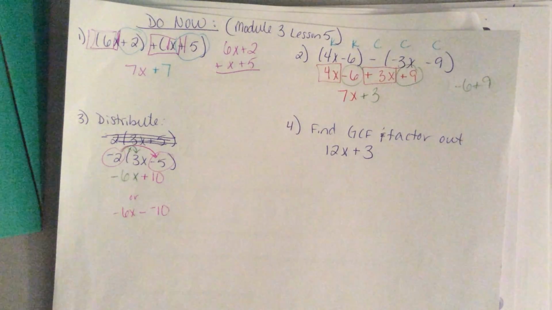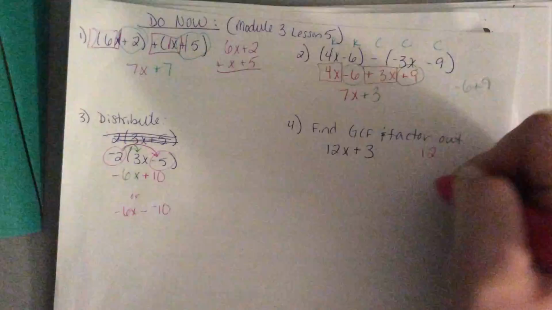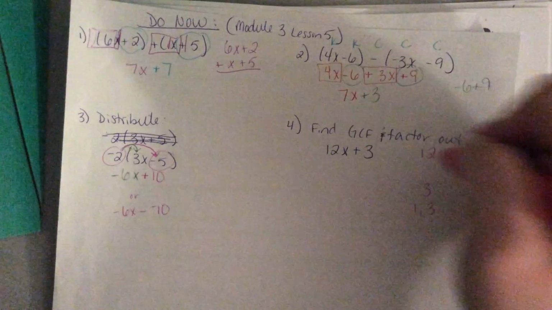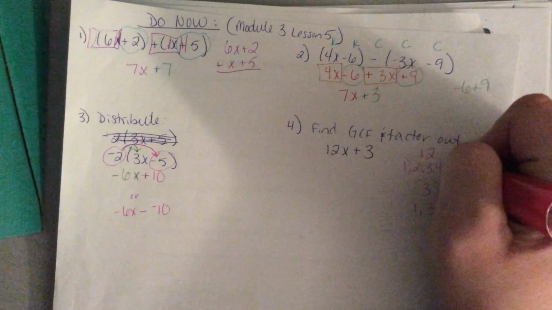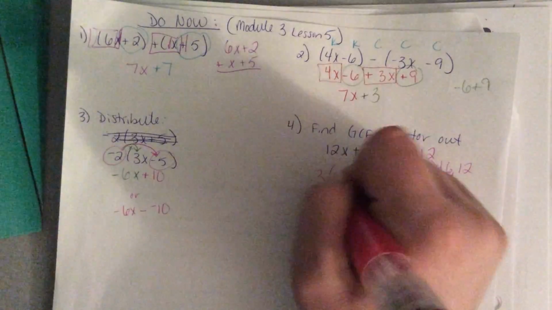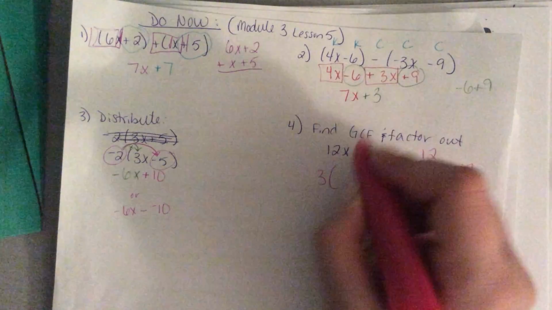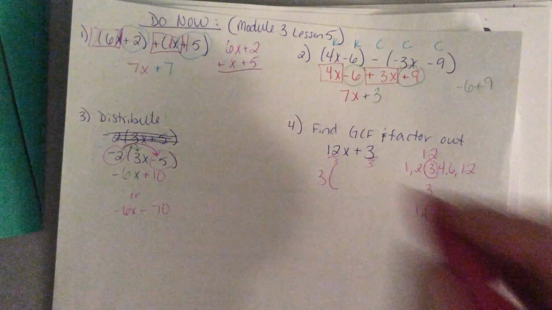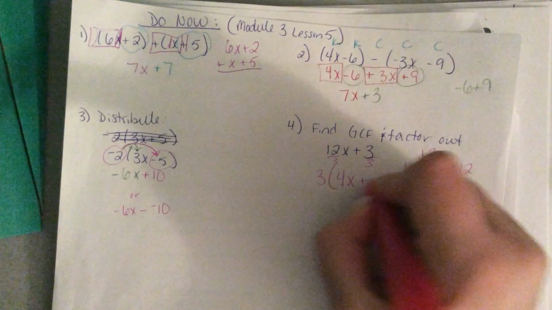So number 4, find the GCF, so the greatest common factor. So if you need to make your list for 12 and 3, you can. For 3, your factors are just 1 and 3. For 12, you have 1, 2, 3, 4, 6, and 12. 3 is the greatest common factor, so that's the number you're going to use. Okay? So we basically divide 3 out of these now when we pull that 3 up front. So 12 divided by 3, we're left with 4x. 3 divided by 3, we're left with 1.